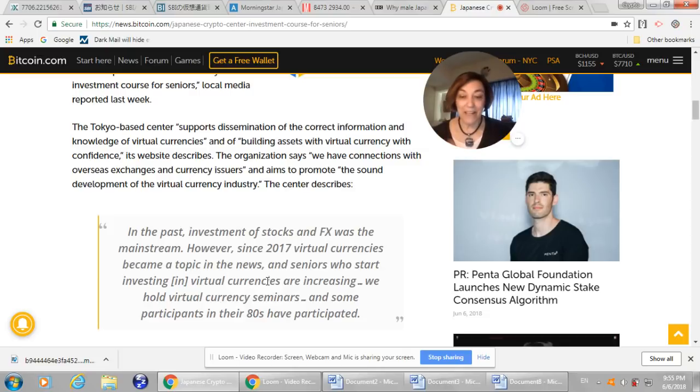Then we have Yamane Medical Corporation. This company operates senior care centers for elderly people. So absolutely, they're coming into the virtual currency exchange space. Absolutely, they're going to migrate all those senior citizens into virtual currency.